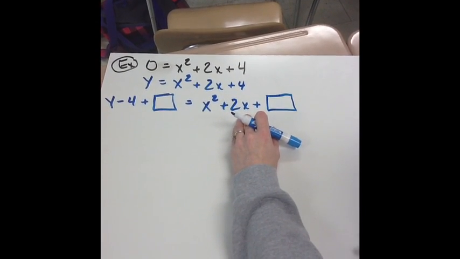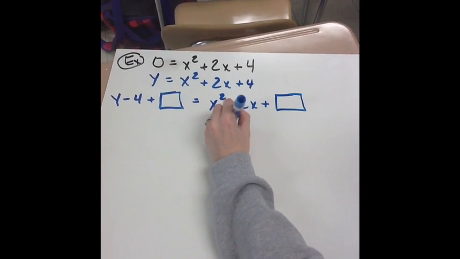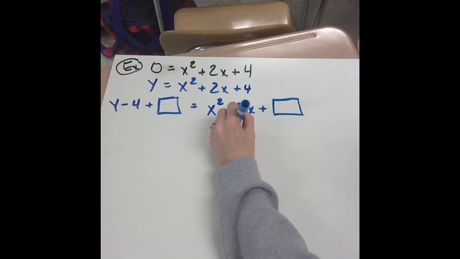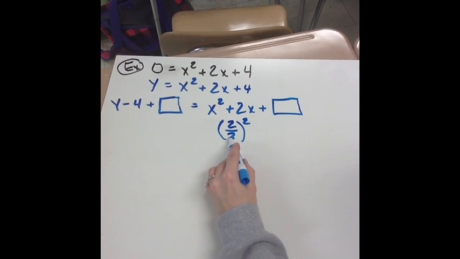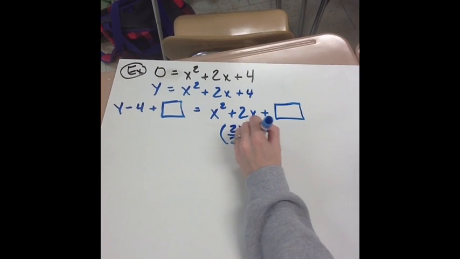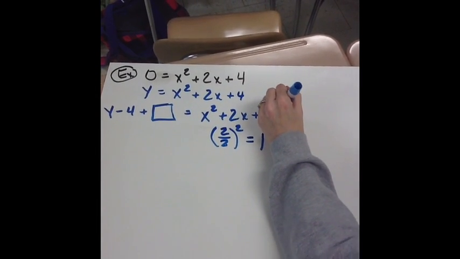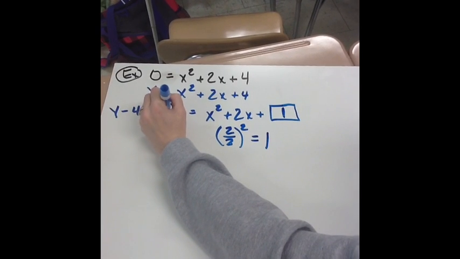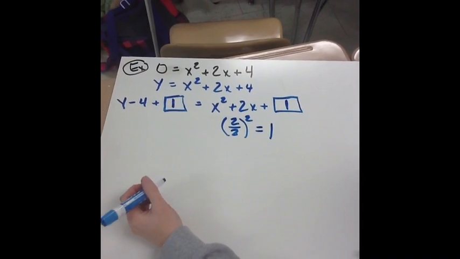So the next thing I'm going to do is the completing the square part. I'm going to do b cut in half squared. So b is 2, cut in half means this is 1, 1 squared equals 1. That's the part that's going to go in my boxes, here and here. It has to go on both sides to balance your equation.